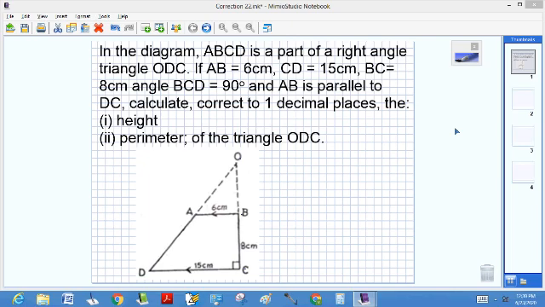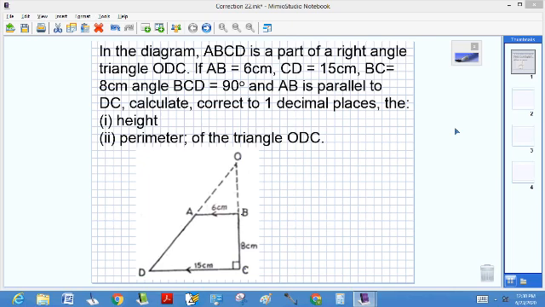So the diagram we have below explains what the question is talking about, and the first thing we are asked to find here is OC, that is the height of the whole triangle ODC. To find that, the simple way is to find OB, which is missing, by making use of similar triangles.